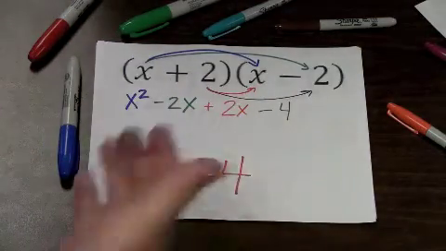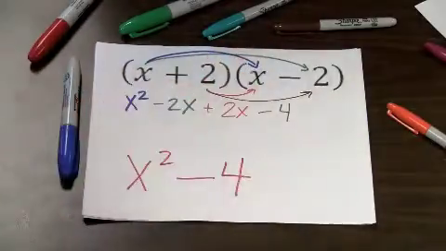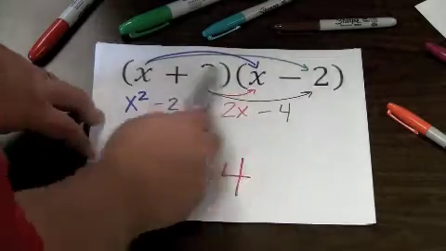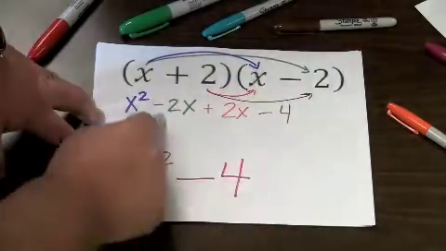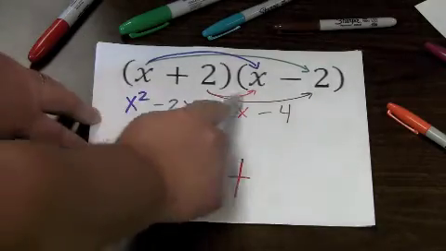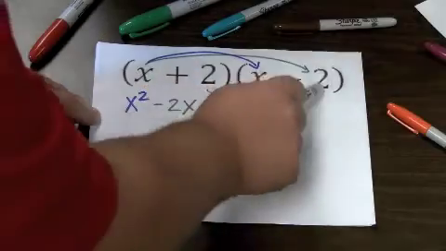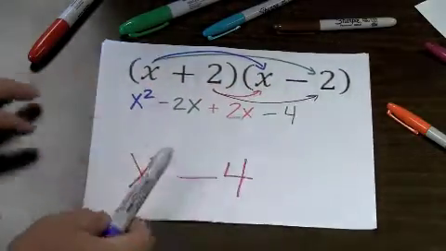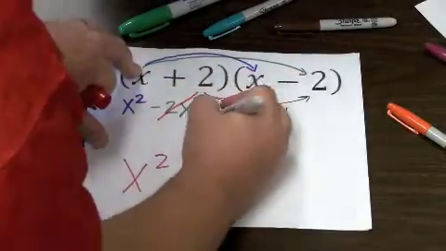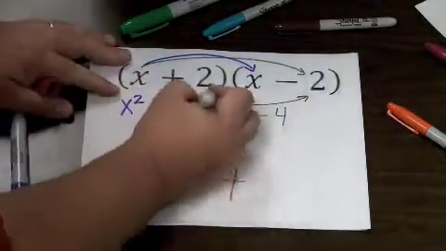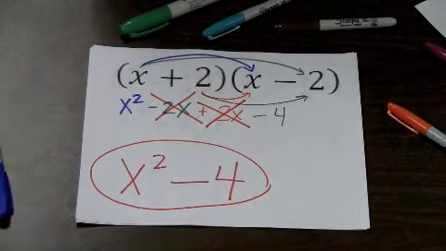Well, filling things out, just a reminder, first, outer, inner, and then the last. In blue I have the first, x times x is x squared. Then I have the outer, x times negative 2 is negative 2x. Then the inner, which is 2 times x is 2x. And then the last, 2 times negative 2 is negative 4. Hopefully you saw that this reduces, and this negative 2x and this positive 2x cancel each other out to leave you with a final answer of x squared minus 4.